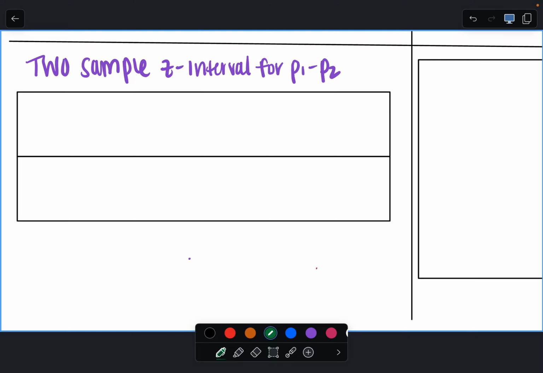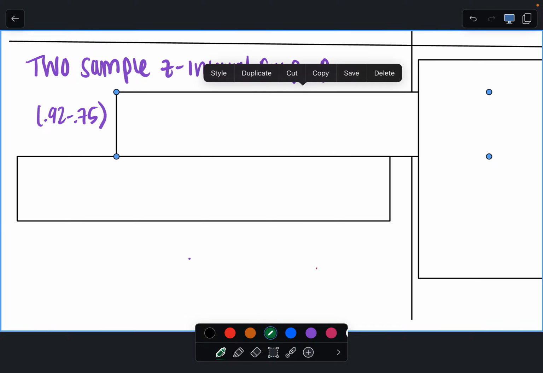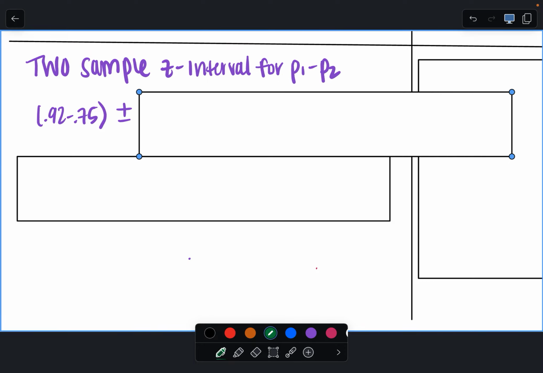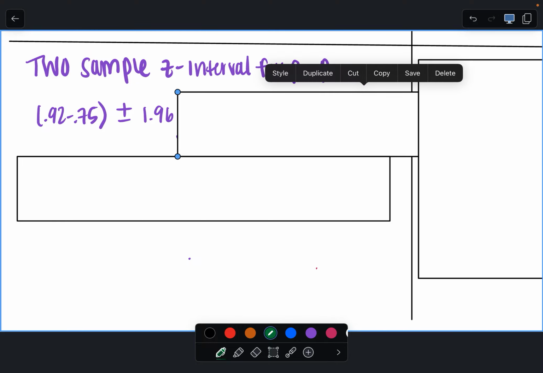like teens minus adults or adults minus teens, you get to pick what order you want to write things in. So I'm going to take the formula that we just wrote on the previous page, the P1 hat minus P2 hat, and I'm going to fill in the values that I know. We know that P1 hat is 0.92. We know that P2 hat is 0.75. So that takes care of the point estimate part. We do plus minus Z star, which for a 95% confidence interval is always 1.96.